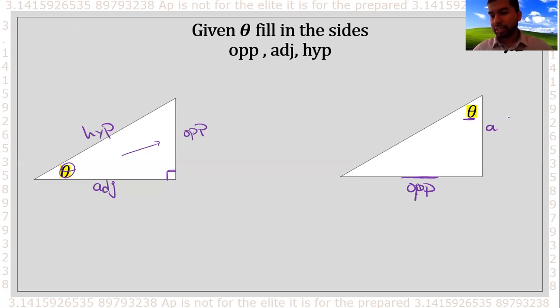This becomes my adjacent, right? Because this is the one next to it. And my hypotenuse always stays the same. It's always the longest length. Okay, now there's two takeaways that I want you to go ahead and see.